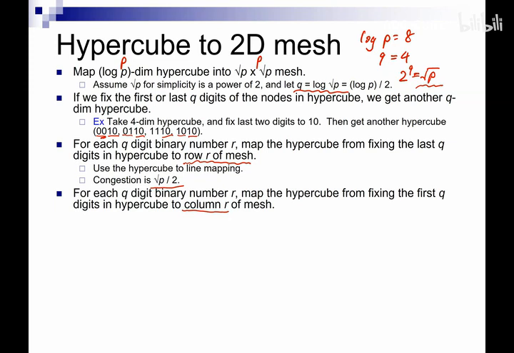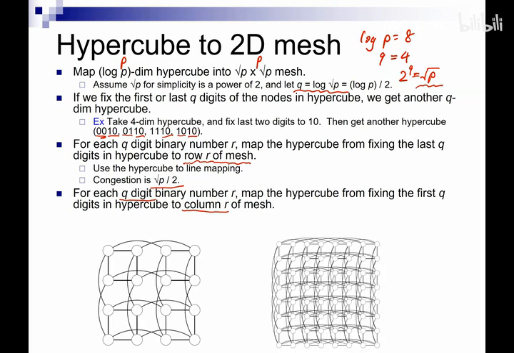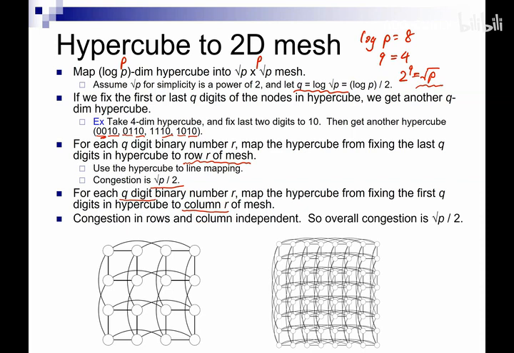column R of the mesh. So we're going to fix the first q digits to R, and then vary the remaining digits, and you're going to take those nodes from the hypercube and map it onto column R of the mesh. And the congestion there is also going to be root p over 2. Now the mappings onto the rows and the columns are independent, and so overall, the congestion is going to be root p over 2.